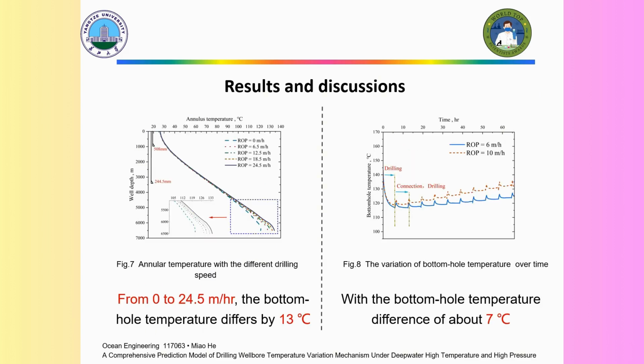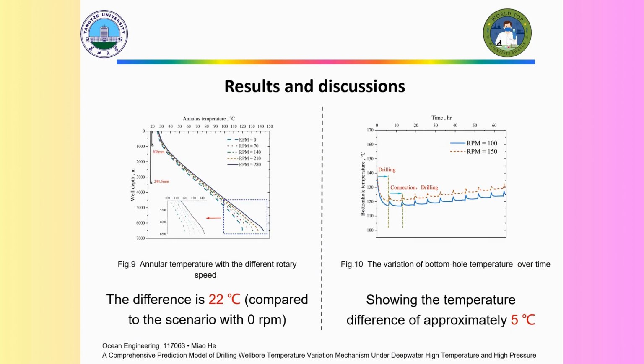Results and discussions. Figure 7, annular temperature with the different drilling speed. From 0 to 24.5 meters per hour, the bottom hole temperature differs by 13 degrees centigrade. Figure 8, the variation of bottom hole temperature over time, with a bottom hole temperature difference of about 7 degrees centigrade.